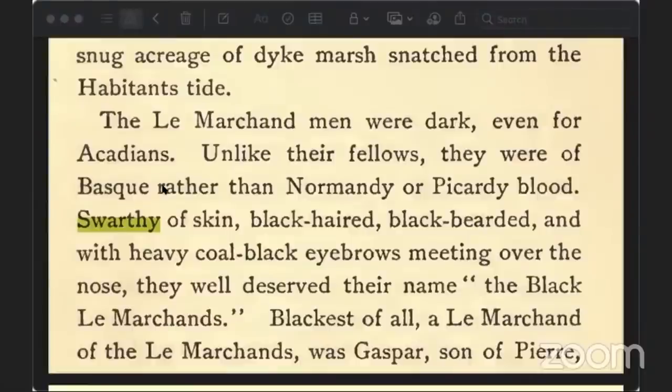Unlike their fellows, they were of Basque rather than Normandy or Picardy blood, swarthy of skin, black-haired, black-bearded, and with heavy, coal-black eyebrows meeting over the nose, all right? Remember I told you, we got Acadians who are of Norman ancestry and Acadians who come from Basque ancestry, both swarthy people. The Basque were very, very so-called black, very dark. They're described many times as very dark, the Basque people, original Basque.